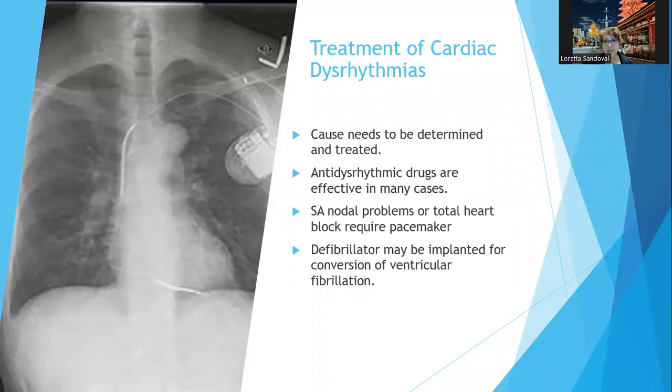In order to treat cardiac dysrhythmias, they have to figure out the cause. There are anti-dysrhythmic drugs that are effective in a lot of cases. Sinoatrial nodal problems or total heart block require the implantation of a pacemaker. There's also an indwelling cardiac defibrillator that may be implanted for conversion of ventricular fibrillation. So if somebody is frequently going into ventricular fibrillation, the implanted cardiac defibrillator can restart their heart when it needs to. It detects the abnormal rhythm and it zaps you.